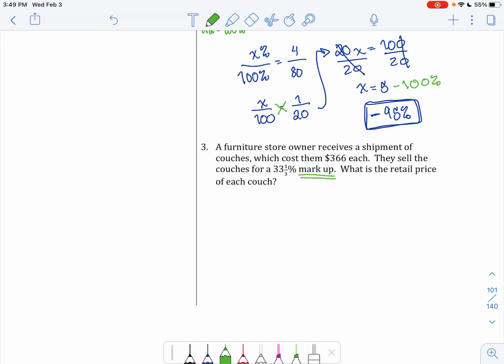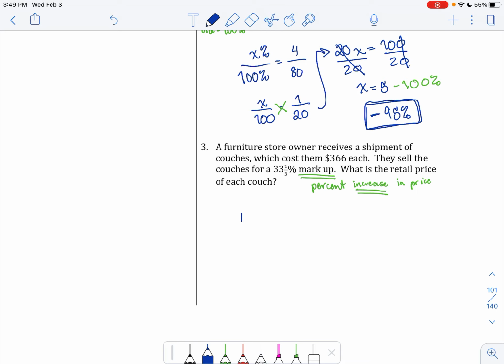Now, markup is a word that is used in retail, in stores, to mean percent increase. So if someone says something's a markup, that's an increase in price. If something is a discount, that is a decrease in price, or a sale. So in this case, we know what the percent markup is. So what this means is that the difference between 100 and the new price is 33.33%.